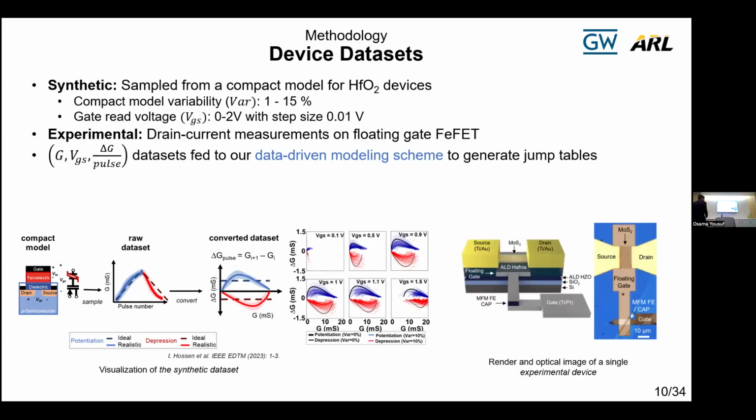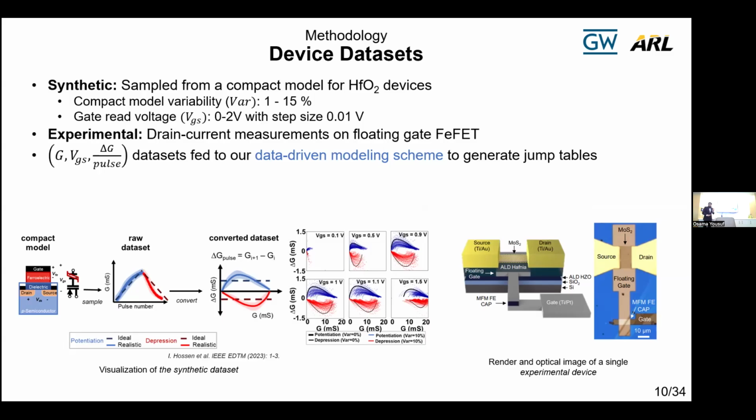Going over actual methodology, again, this work is in collaboration with the team at ARL. We use 2 kinds of datasets for this work. The first is synthetic, meaning it comes from a compact model here based on actual device simulations, and the other is actually coming from experimentally fabricated devices. We take data points from the compact model and feed them to our data-driven modeling scheme in order to generate jump table models. For the experimental case, we actually take data sets from experimental measurements conducted on actual devices. Datasets from both of these domains then get fed to our data-driven modeling scheme to again output a pair of jump table models, one for the set phase and another for the reset phase.